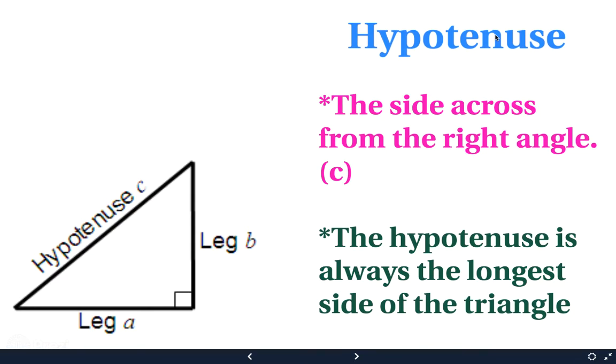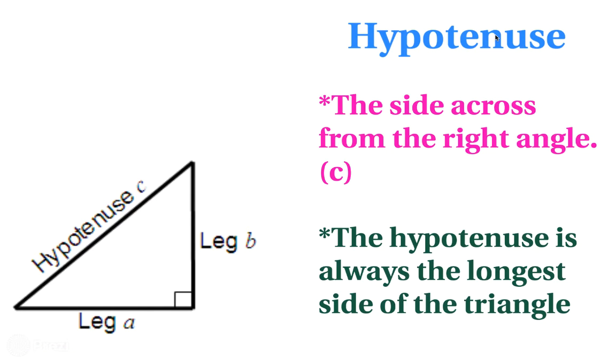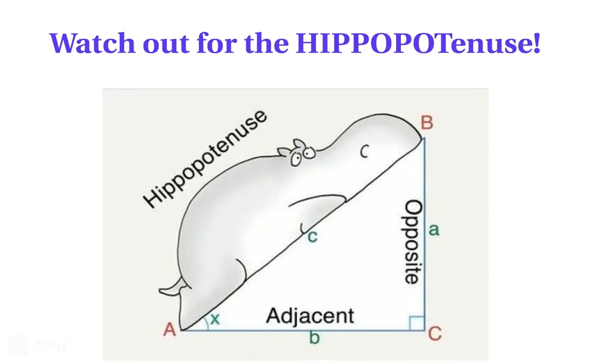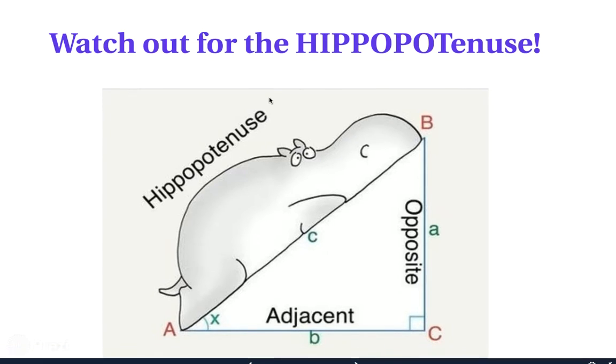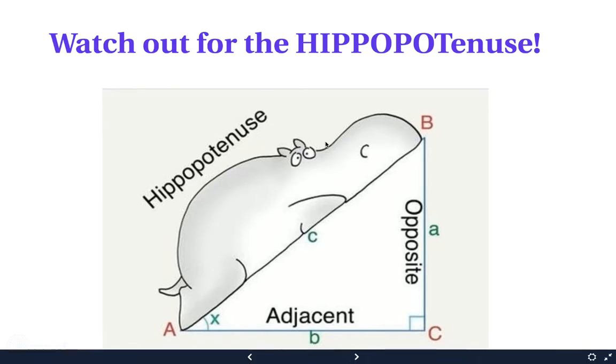And I have an awesome board slapper ahead. Wait for it, you guys. Oh no, watch out for the hippopotamus. That's a board slapper. Oh man, that is hilarious. So instead of hypotenuse, I said hippopotamus, and there's a cute little hippo laying on the hypotenuse. So that's a board slapper. I hope you enjoyed it as much as I did.